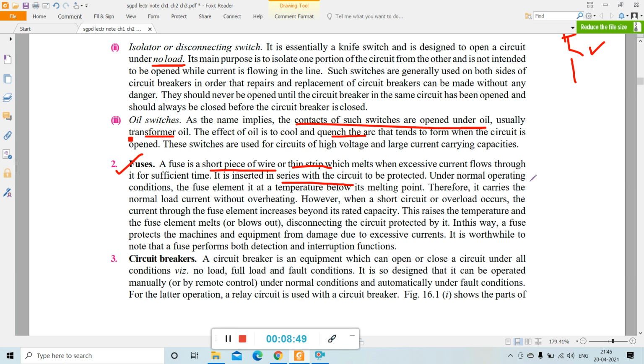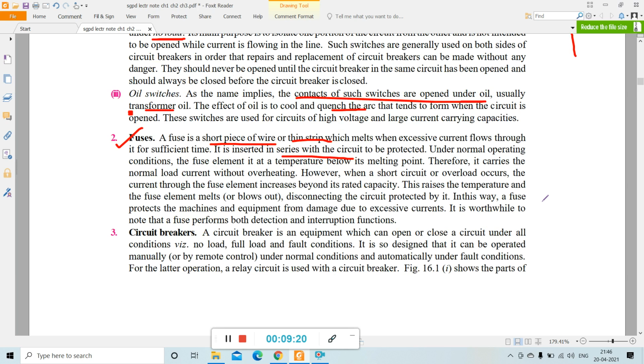So under normal operating condition, the fuse element is at a temperature below its melting point. Therefore, it carries normal load current without overheating. However, when a short circuit or overload occurs, the current through the fuse element increases beyond its rated capacity. So this raises the temperature and the fuse element melts, disconnecting the circuit protected by it. Okay, so in this way fuse protects the machine and equipment from damage due to excessive current.